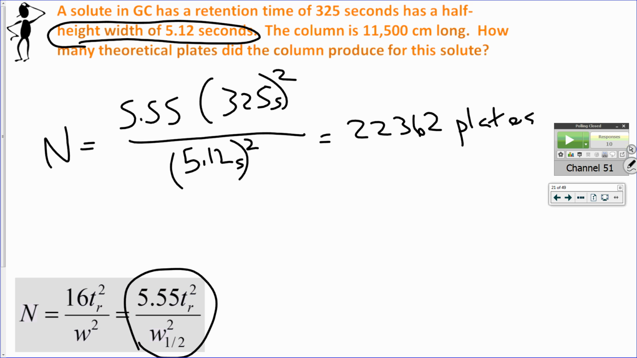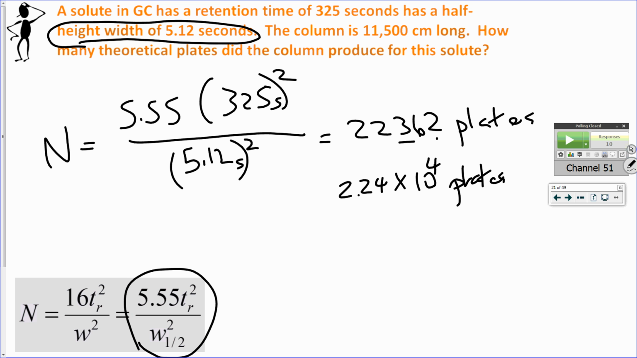But if I think about it, I've got 3 significant figures. So I'd need to say 2.34 times 10 to the 4th plates. Confused what plate is? Say again? Kind of confused what you mean by theoretical.